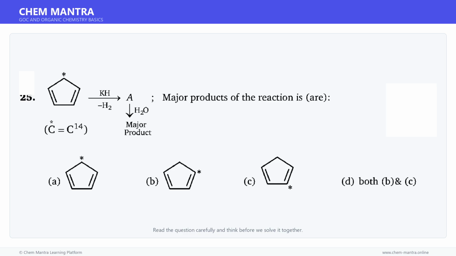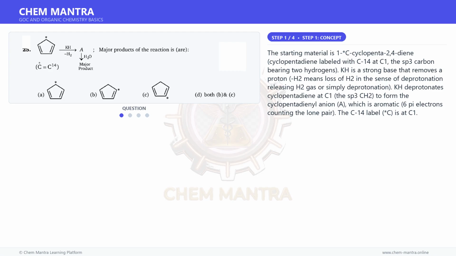Here is a question. Read it carefully and think about the answer. Let us solve it step by step. Let us first understand the key concept here. The starting material is *C-cyclopenta-2,4-diene, cyclopentadiene labeled with C14 at C1, the sp3 carbon bearing 2 hydrogens.